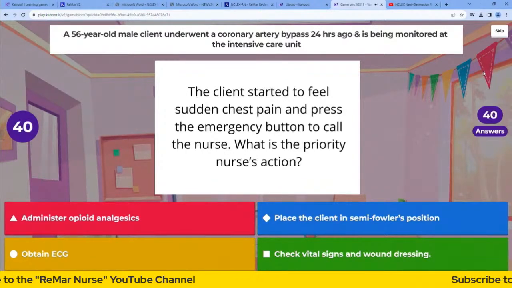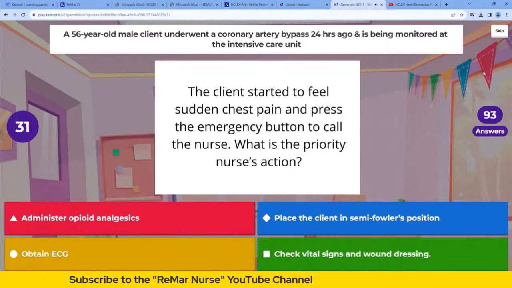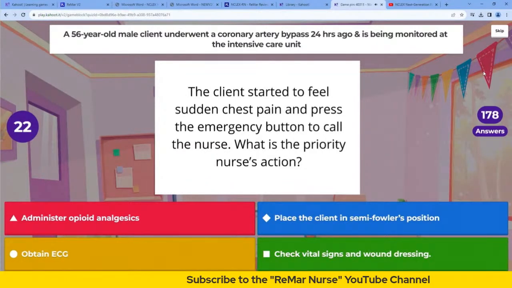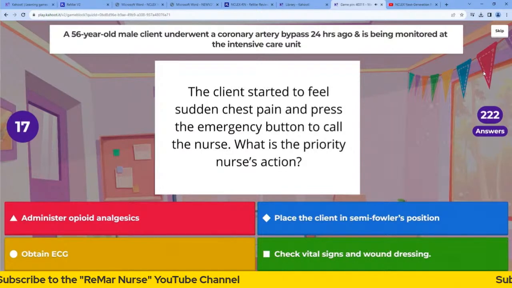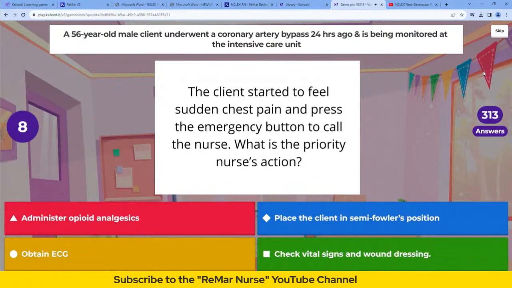Number one, administer opioid analgesics. Yellow, obtain an ECG. Blue, place the client in semi-Fowler's position. Green, check vital signs and wound dressing. What are we going to be doing here? Patient, okay, starting to feel something, presses that emergency call button. What are we going to do?